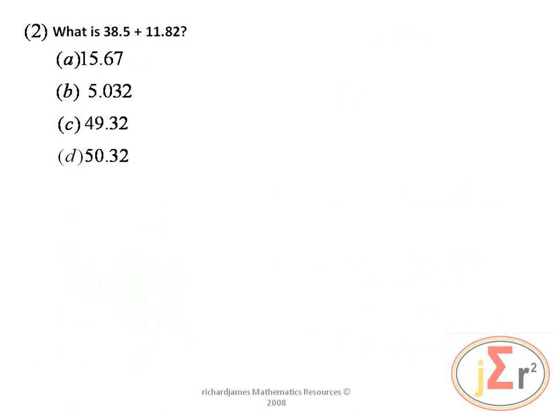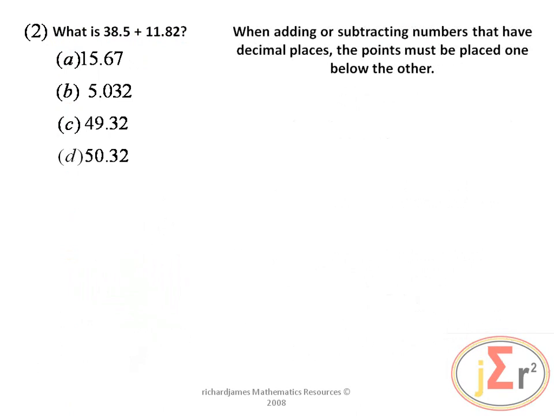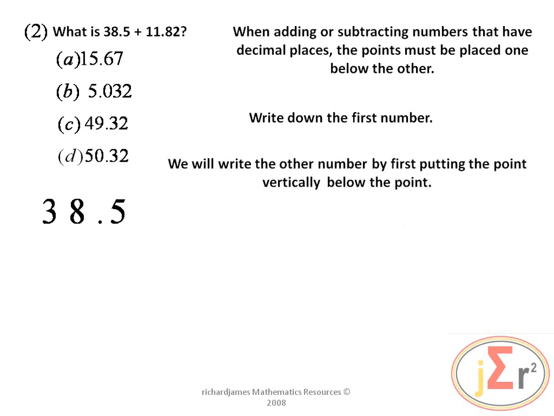What is 38.5 plus 11.82? When adding or subtracting numbers that have decimal places, the points must be placed one below the other. Write down the first number. That is 38.5. We will write the other number by first putting the point vertically below the point. So the points must be vertically aligned.